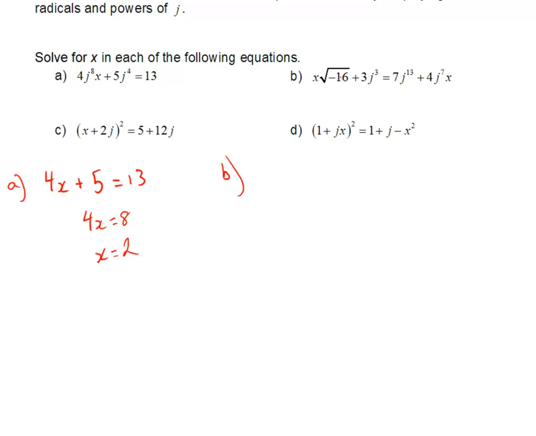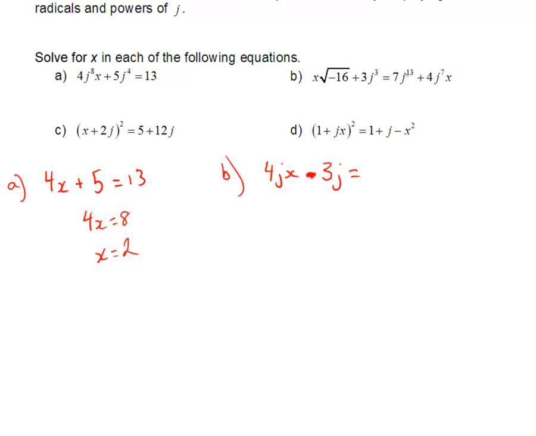B, x times the root of -16. So first we deal with that. That's 4j times x plus 3j squared. Well, we should know that j cubed, we should know that that's minus j. That's minus 3j. j to the 13.